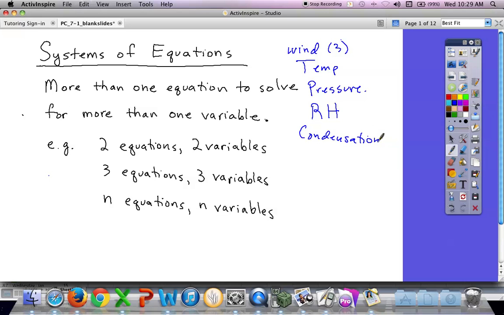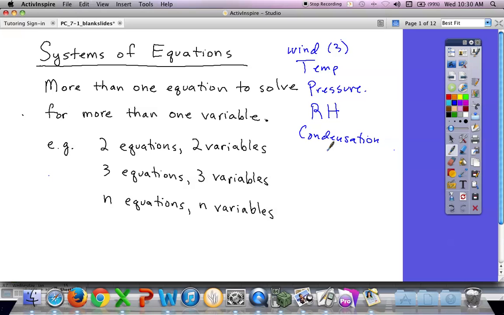So how many variables do we have? It's actually seven. Seven, right? 3, 4, 5, 6, 7. How many equations do we need? Seven. 7 variables, 7 equations.